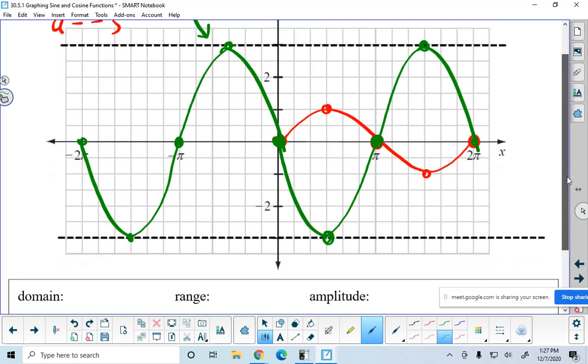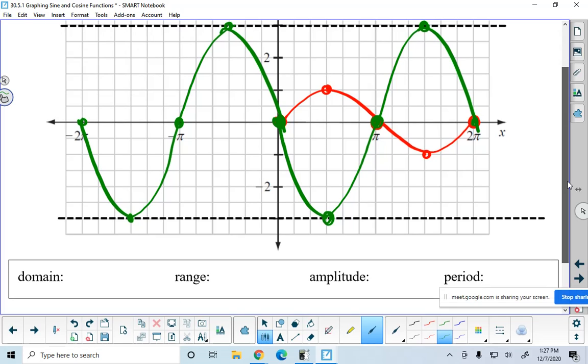Now, what about all this stuff? Domain is any real number. Range is negative 3 is less than or equal to y, which is less than or equal to 3. The amplitude is 3. The period is 2 pi. I'll give you a second to write that down and think. Does anybody have any questions with any of those?